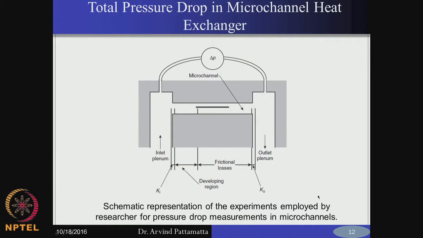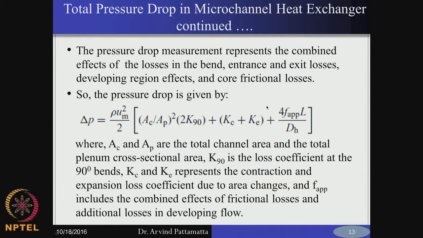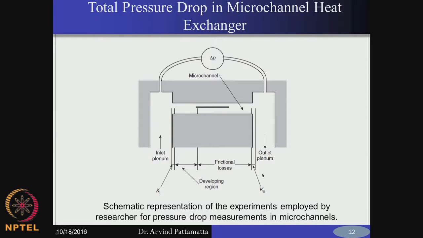If you put a differential pressure transmitter between these two points, it should give you the overall pressure difference that includes the exit and entry losses and also the bend. There is a sharp 90-degree bend in these micro channels, it is not smooth or rounded off. So in these cases you also have to account for the bend losses.